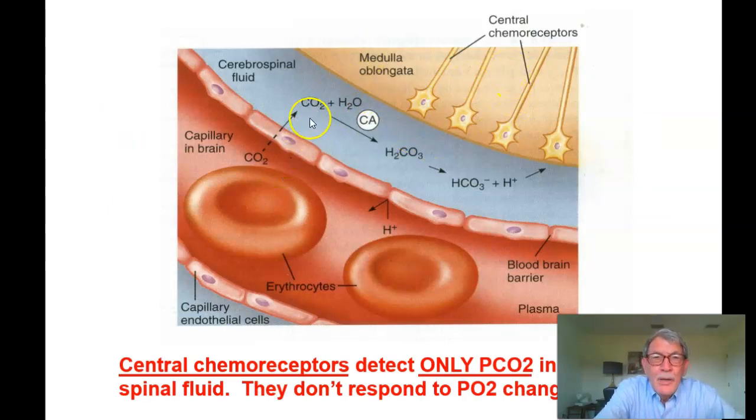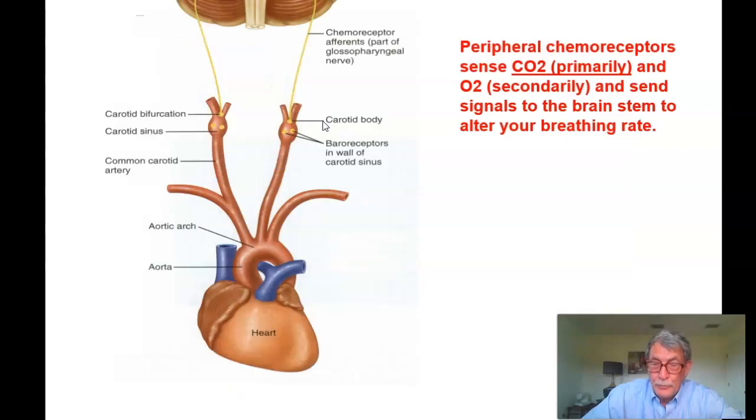Central chemoreceptors don't test oxygen, they just test CO2. CO2 can cross. Carbonic anhydrase converts it to bicarbonate and hydrogen. You respond actually to the hydrogens that are being produced by the CO2, but it's a measure of your CO2 levels in your brain that would cause you to breathe faster. Central chemoreceptors only respond to central levels of CO2 to make you breathe faster or slower.